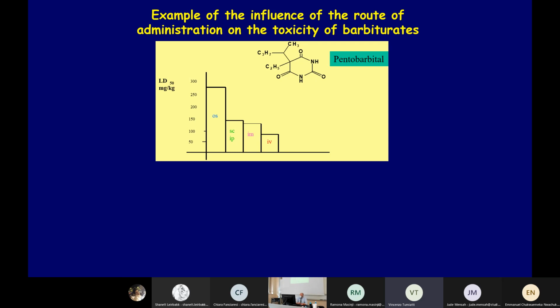We can see from the picture that if you use this compound by os, by mouth, orally, you need a dose of about 300 milligrams per kilogram to have the same effect.